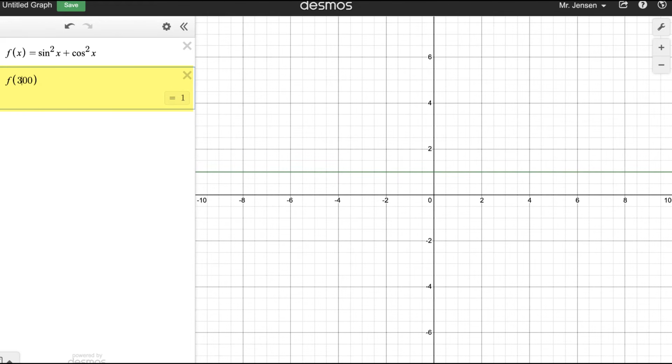I could plug in 4007. It's still equal to 1. It doesn't matter what value you plug in for the angle, x, it's equal to 1. Sine squared plus cos squared is always equal to 1.